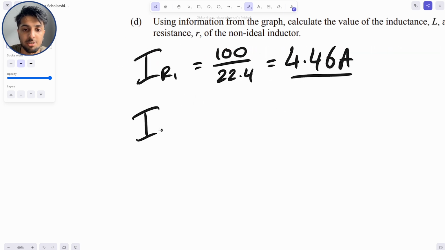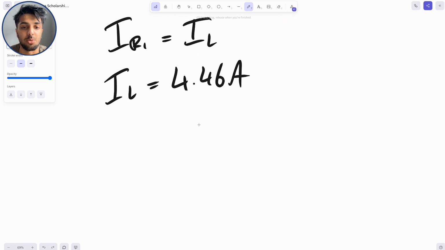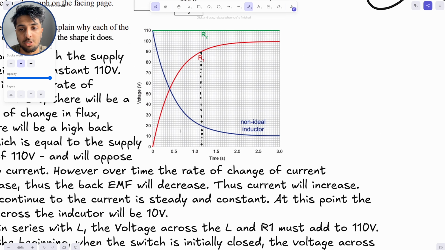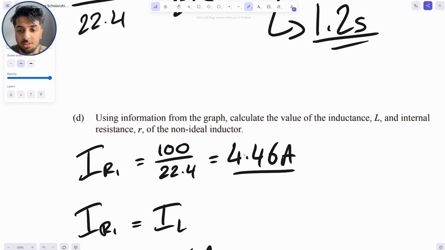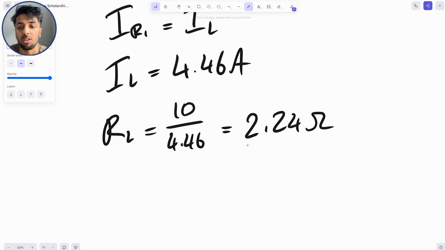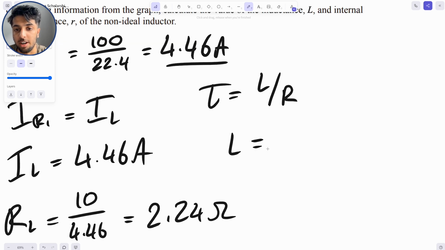So as the current of R1 is equal to the current across the inductor, we know that the current across the inductor must also equal 4.46 amps. And now that we know the current across the inductor, we can figure out the resistance of the inductor. So we have the final voltage of the inductor, which is 10 volts, over the current, and that's equal to 2.24 ohms. So now we can use our equation tau is equal to L over R, and we can rearrange this for L, and we get L is equal to tau times R.